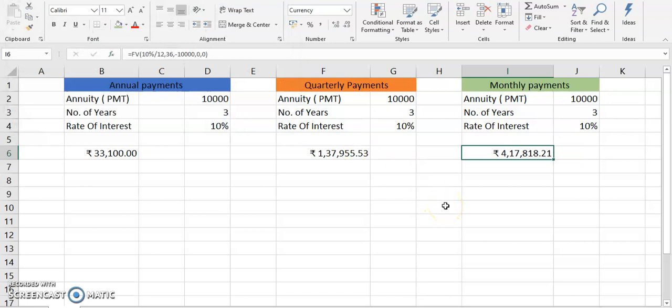So if you make payments every year of 10,000 rupees, future value at the end of the third year is 33,100, and if you make payments quarterly, future value is 1,37,955, and if the payment is monthly, then the future value at the end of the third year would be 4,17,818.